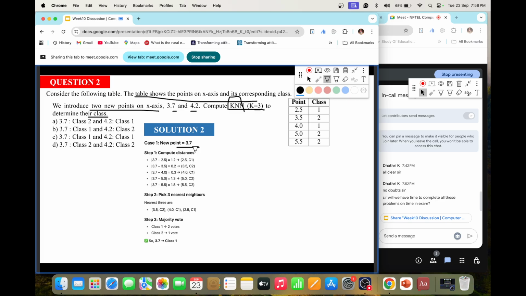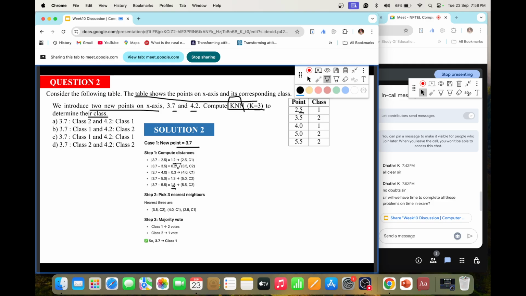For 3.7 we will calculate the distance from the point P1, that is 3.7 minus 2.5, which comes to 1.2, and the class is C1. Similarly, calculate for all the points: 3.7 minus 3.25, 3.7 minus 4, 3.7 minus 5 and 3.7 minus 5.5. Okay, you will get the distances. As it is a distance, just put a mod on it. Distance cannot be negative, so that is why we put a mod on it.